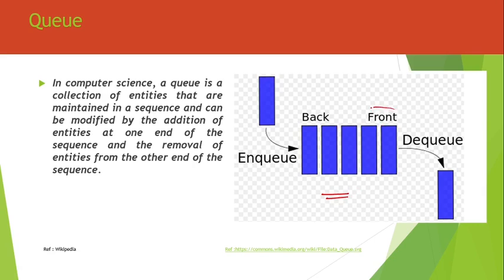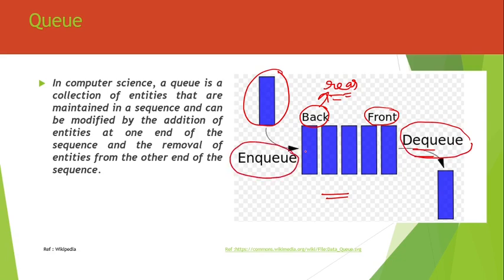Here you see the front pointer on this side and then the back pointer. The rear pointer is sometimes known as the back pointer. Whatever element you push, you push only from the rear end. So this is the rear end and this is the front end. The front end is where you will delete the element from the queue. Deleting an element from the queue is sometimes referred to as DQ, and inserting an element in a queue is called NQ. Deleting will happen through the front pointer, and insertion will happen through the rear pointer.